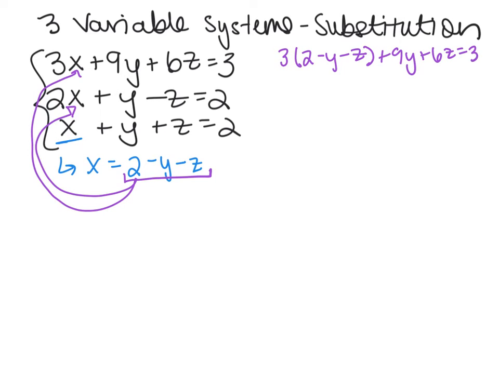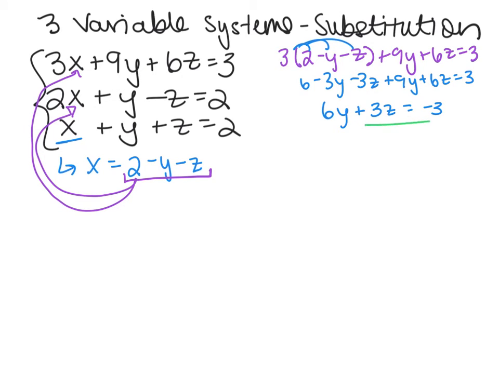And now we just want to simplify it, get it into standard form. So distribute that 3 in. 6 minus 3y minus 3z plus 9y. Combine our like terms. And we get 6y plus 3z equals negative 3, because I subtracted that 6 to the other side. So there's one of our equations.